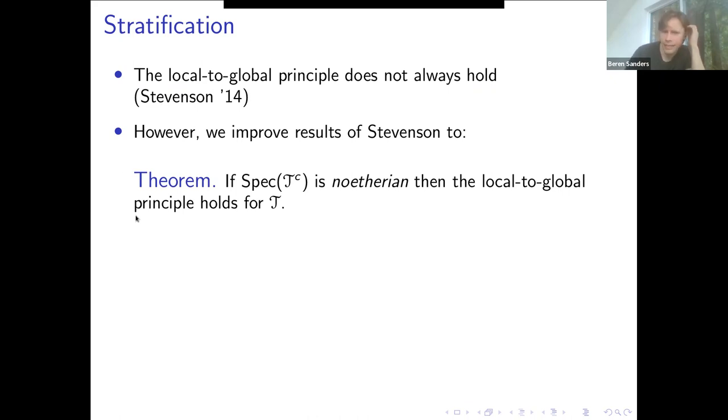And this is quite useful and allows us to clean up the statements of some things, because we automatically get the local to global principle in a lot of situations.